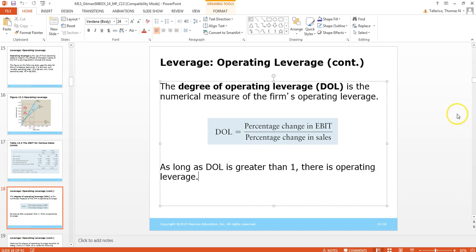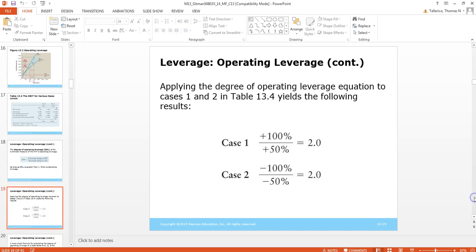So if we look at that chart there, here was a degree of operating leverage of 2. We went up by 100%, and basically we went up 50% in sales, right? And over here it's down by 100%, and a change in sales of 50%. So the degree of operating leverage is 2 in either case. This one is positive, and this one, even though it's positive, is negative because we went down.